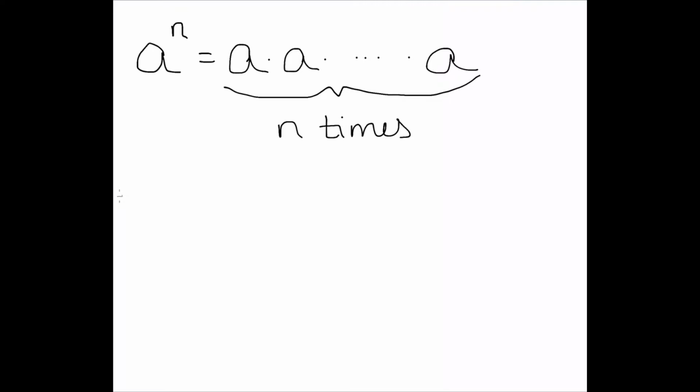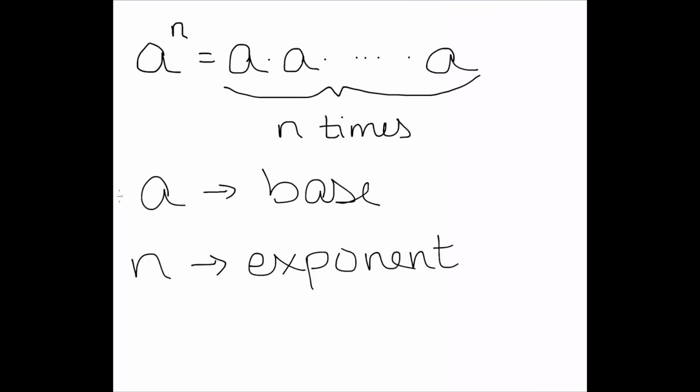And in order for this to work for now, we're going to assume that a can be any real number you can think of, but we want n to be a positive integer. The number a is called the base, and the number n is called the exponent. So let's look at a few examples of how these work before we start getting into some of our rules.